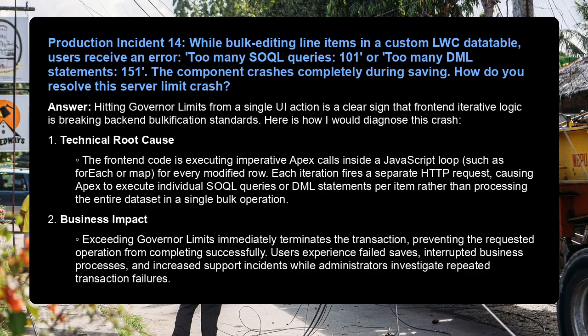1. Technical root cause. The front-end code is executing imperative Apex calls inside a JavaScript loop, such as forEach or map, for every modified row. Each iteration fires a separate HTTP request, causing Apex to execute individual SOQL queries or DML statements per item rather than processing the entire dataset in a single bulk operation.